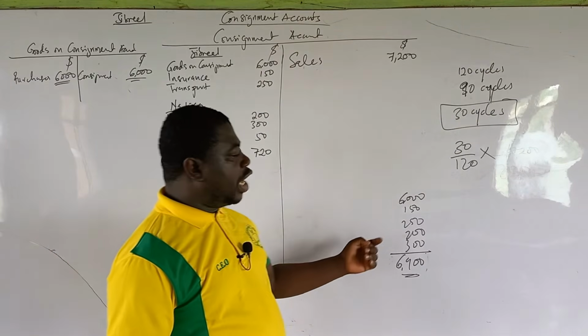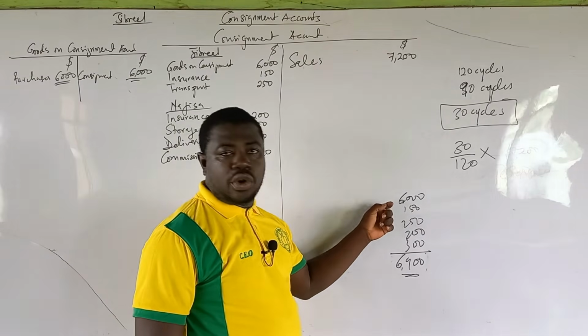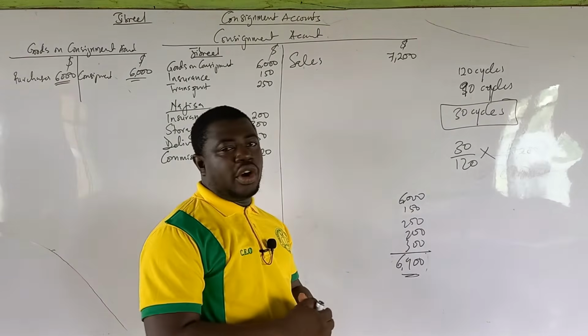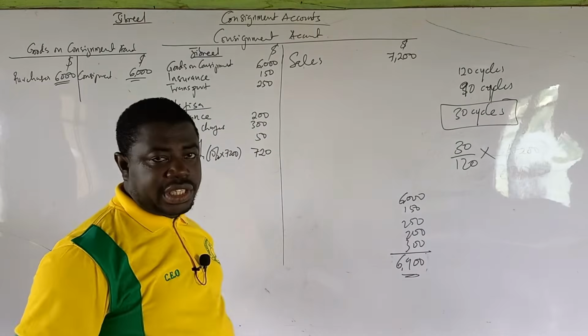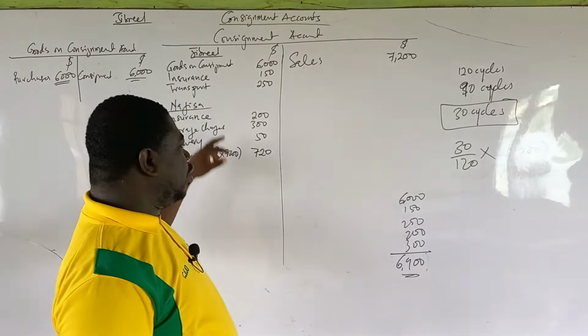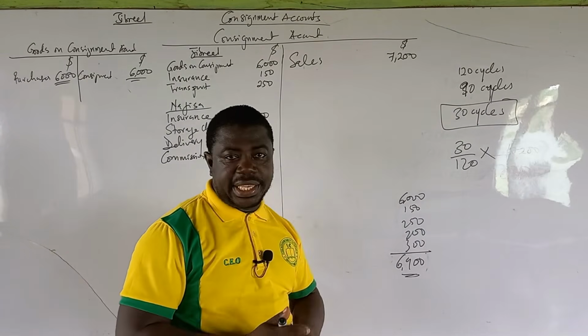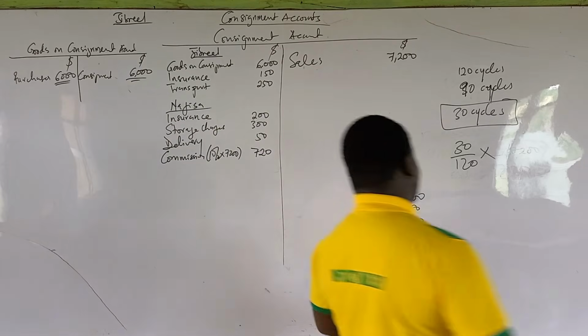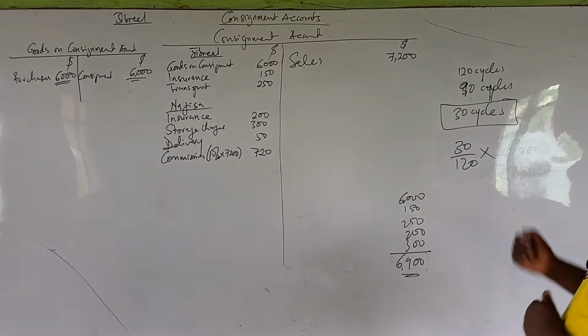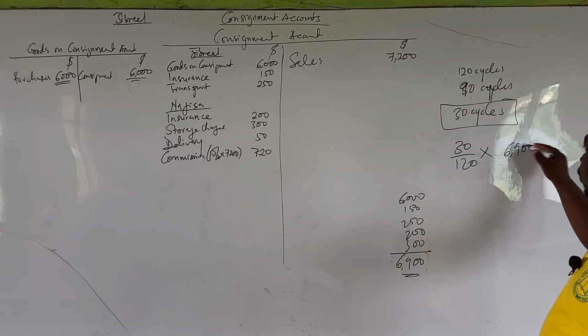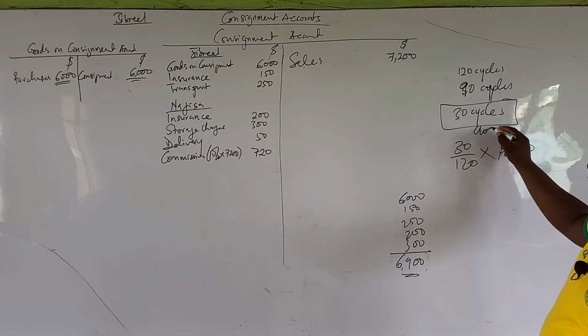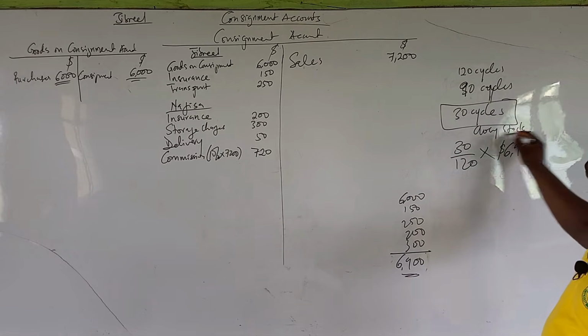In other words, we are using the 6,000, which is the cost of goods on consignment, plus all the expenses that relate to the consigned goods. And then we only excluded the expenses that are of marketing and sales nature. And so we are going to multiply 30 over 120 by $6,900. That is how closing stock will be valued.